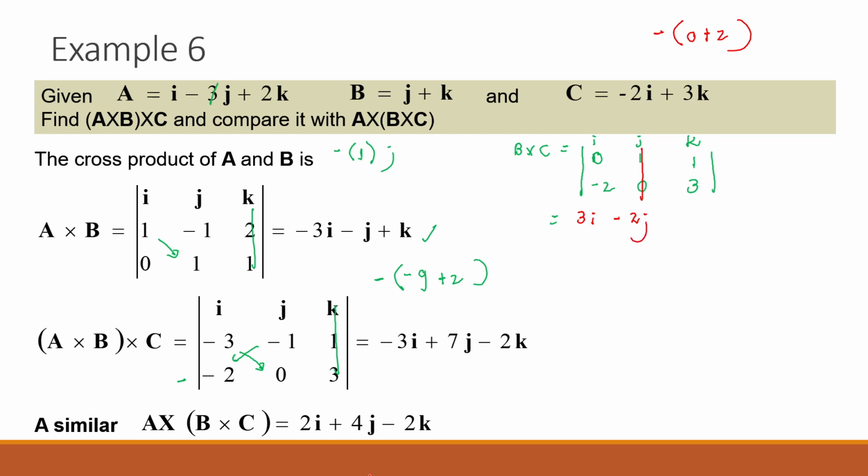Okay, lastly, component K. Component K, you close. So minus K with negative 2. So you have plus 2K.